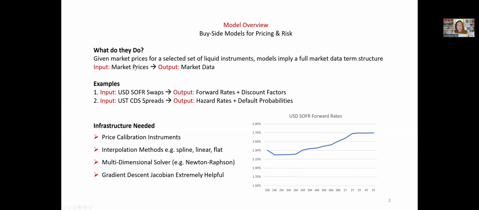So we give market prices to our model, we get back market data, and we use interpolation to fill in all the points, so you can get back market data on every time point. So basically, you get back a curve. In this case, we've seen a curve of instantaneous forward rates for a yield curve, and then for CDS pricing, you're going to get back a similar looking curve, but it'll have hazard rates, which are used for default probability calculations. But this is a similar pattern which you'll see for all models, including volatility models.